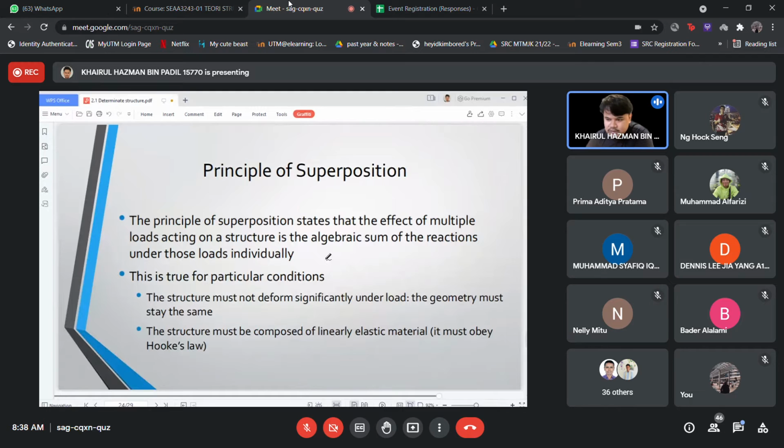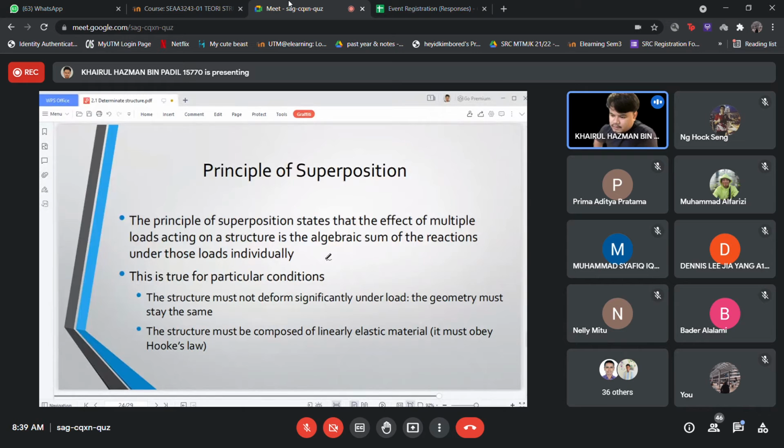This is the principle of superposition. The principle of superposition states that the effect of multiple loads acting on a structure is the algebraic sum of the reaction under those loads individually. This is true for particular conditions. The structure must not deform significantly under load, and geometry must stay the same. The geometry means the shape of the structures. The structure must be composed of a linear elastic material. It must obey Hooke's law.